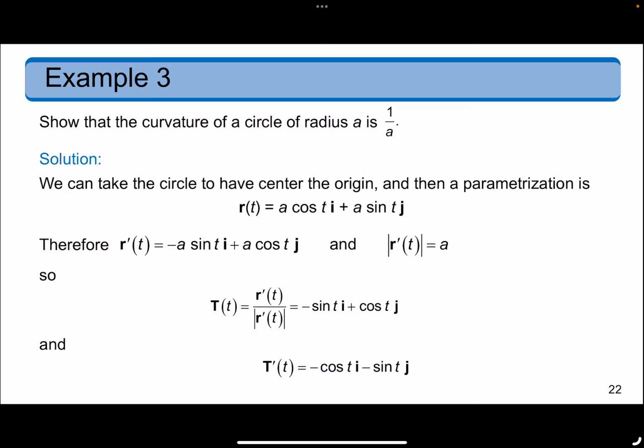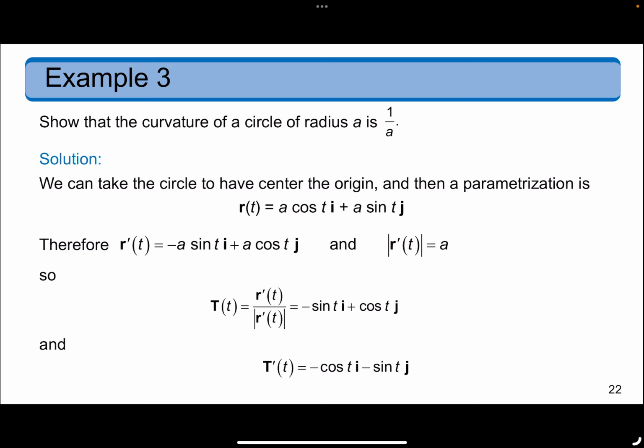Show that the curvature of a circle of radius a is 1 over a. So we can take the circle. If we're talking about curvature, the radius of curvature is the reciprocal of curvature. We can take the circle to have its center at the origin, and then the parametrization is given by r of t equals a cosine t i plus a sine t j.